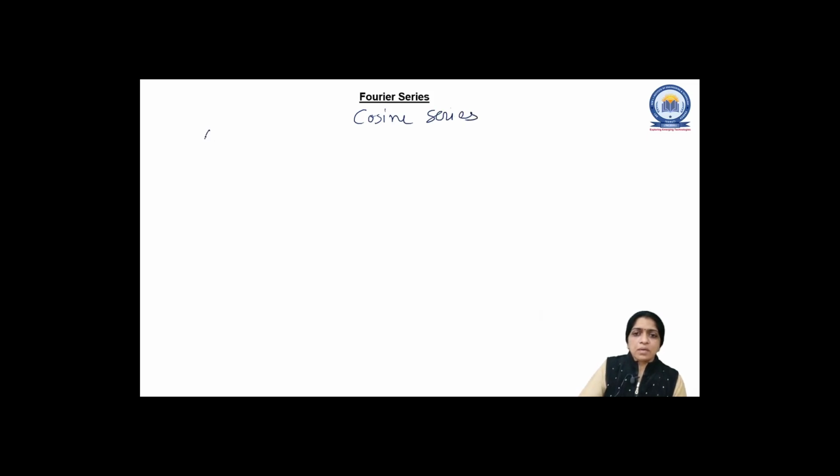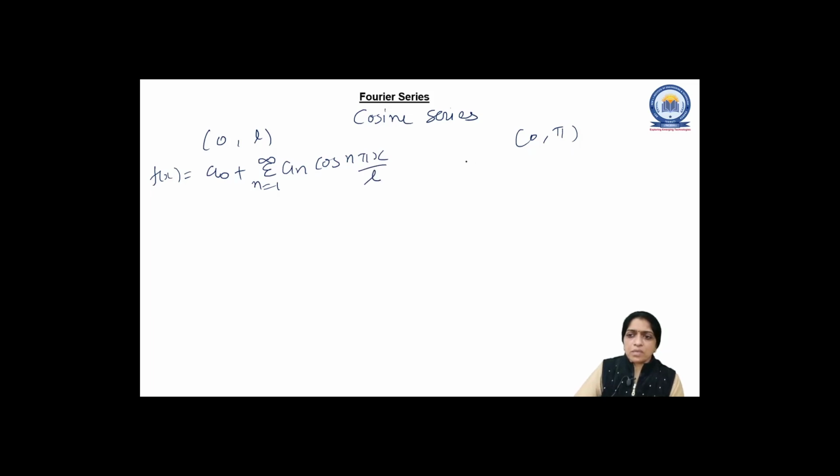for the period 0 to L and for the period 0 to pi, the half-range cosine series is f of x is equal to a0 plus summation n 1 to infinity an cos n pi x by L, and for the period 0 to 2 pi, that is f of x is equal to a0 by 2 plus summation n 1 to infinity an cos nx.